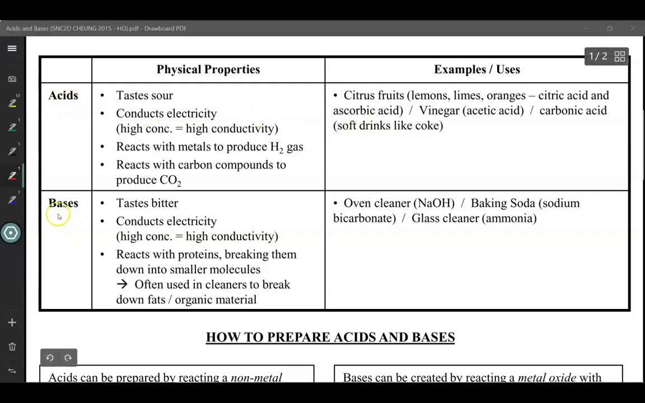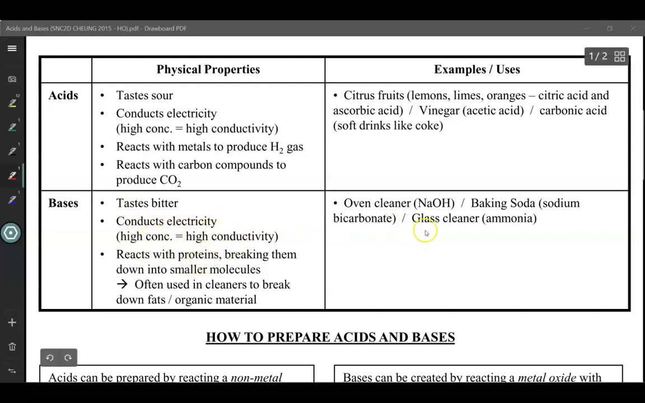Now, the term bases may not be as familiar to students, but you're definitely familiar with their uses in the home. Quite often, our cleaning agents are basic in nature, so oven cleaner, baking soda, glass cleaner, even a bar of soap is typically going to be basic. Many medications are also basic, which helps to explain why so many taste bitter. Again, due to the freely moving ions, bases can also conduct electricity, where the greater the concentration of the ions, the more conductivity it has.